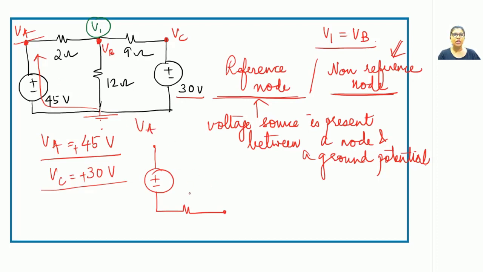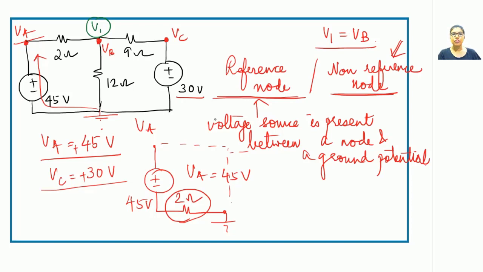So this is VA, this is 45 volts, this is 2 ohms and this is ground potential. The rest of the circuit remains as it is. Now is VA a reference node? Certainly not. Why? Because this 45 volts is not present in between a node and a ground potential. There is a presence of a resistor in between. So you cannot write here VA equals to 45 volts.